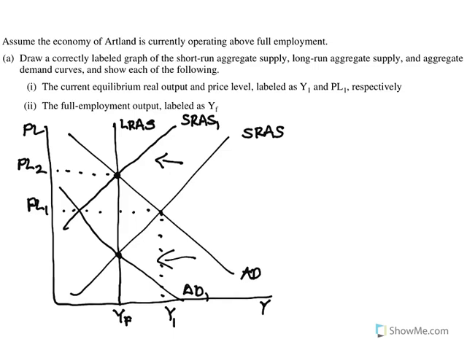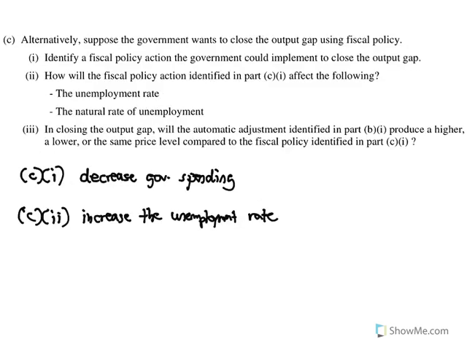You'll notice here that when we move AD to the left to fix it, the full employment output here doesn't change. And because that doesn't change, the natural rate of unemployment isn't going to change either. Because remember, the natural rate of unemployment is how much unemployment we have at long-run aggregate supply. And so the answer here to C2, the second part of this, is that there's going to be no change to the natural rate of unemployment.